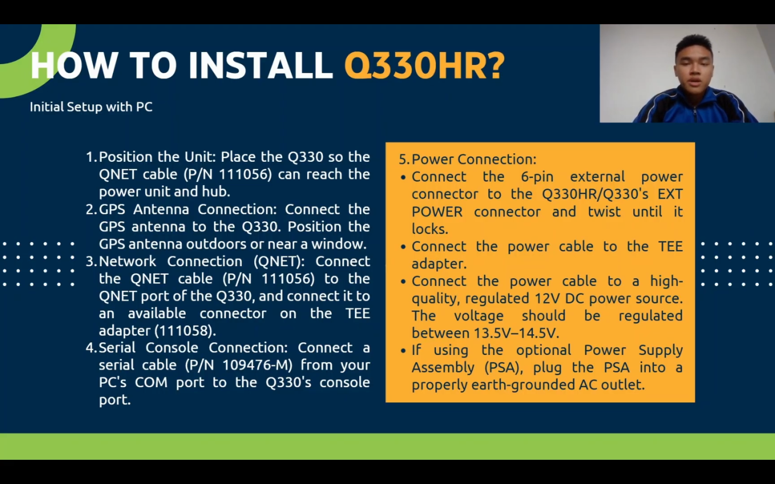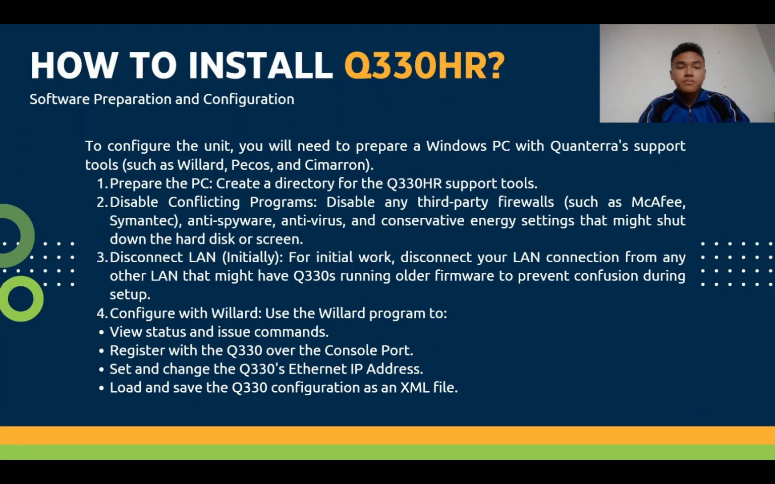The power connection. Connect the 6-pin external power connector to the Q330HR EXT power connector and twist until it locks. Connect the power cable to the TEE adapter. Connect the power cable to a high-quality, regulated 12-volt DC power source. The voltage should be regulated between 13.5 to 14.5 volts. If using the optional power supply assembly, plug the PSA into a properly earth-grounded AC outlet.